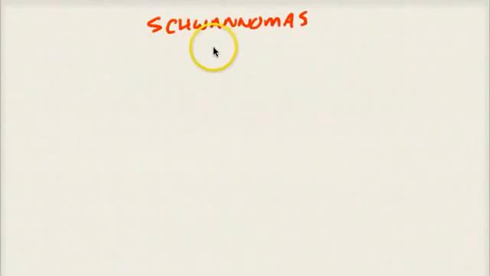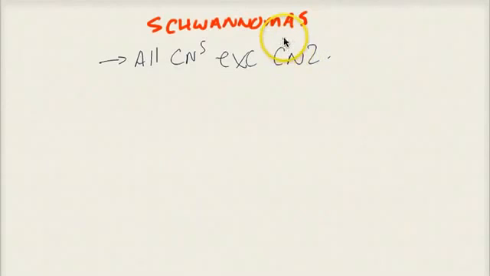Now, we need to talk about schwannomas because Schwann cells are in the peripheral nerves. Oligodendrocytes are going to myelinate the CNS. So all of the cranial nerves are covered with Schwann cells except for cranial nerve 2. So that's important because we know we'll never see a schwannoma that is arising from our optic nerve.